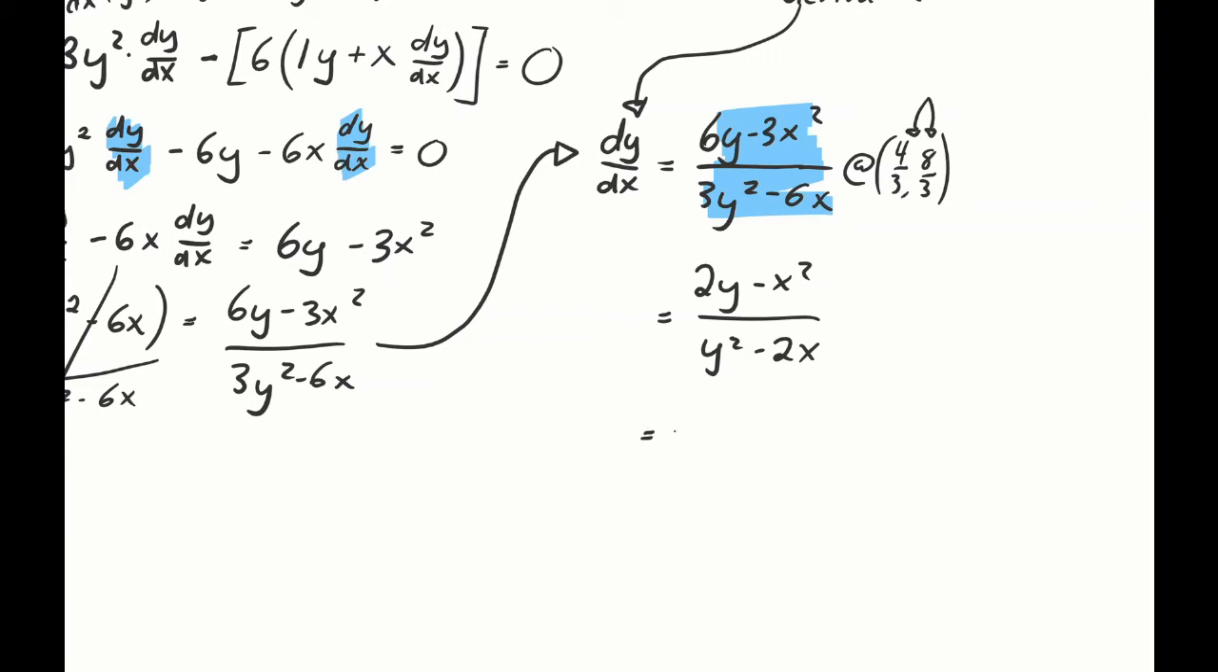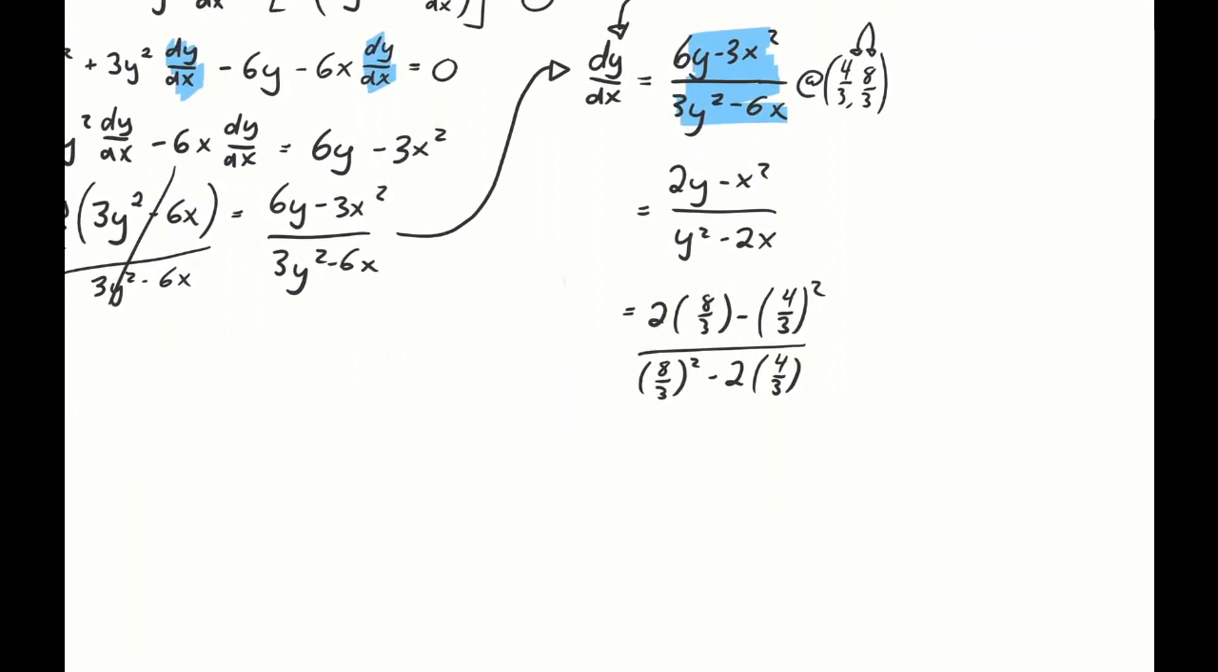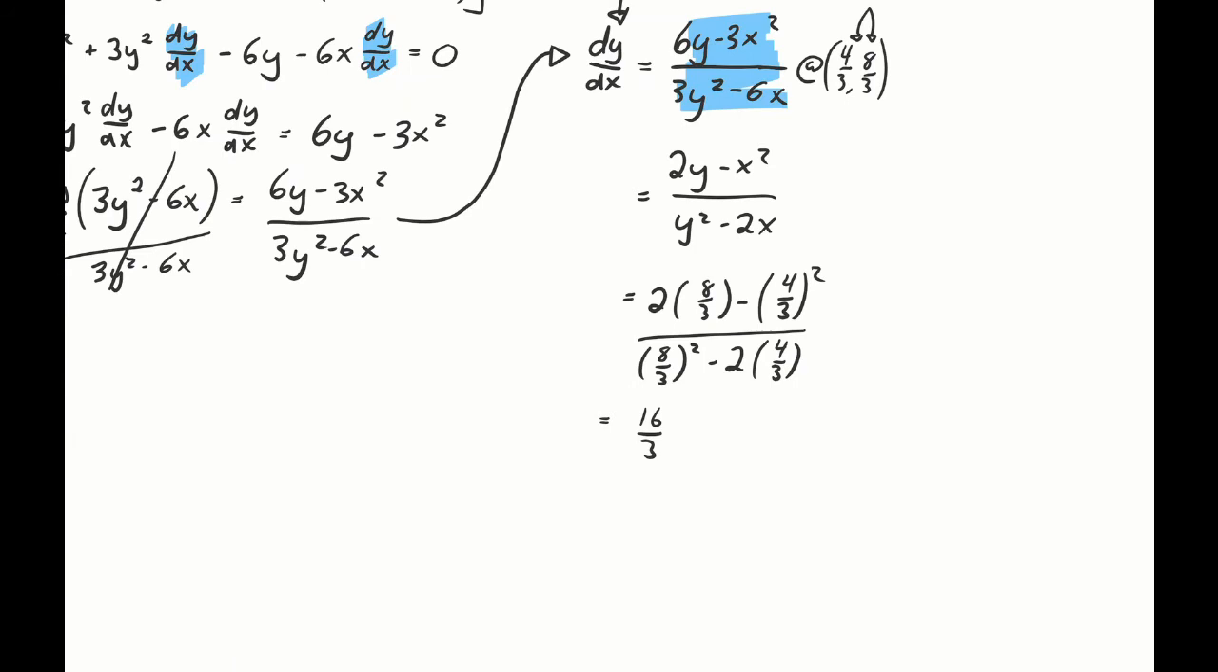All right, so let's plug it in. 2 times y, 2 times 8/3, minus 4/3 squared, divided by y squared minus 2 times 4/3. All right, fractions are friends, so let's just do some fraction work here. Equals 16/3 minus, square the top and the bottom, 16/9. 64/9 on the bottom, square the top and the bottom, minus 8/3. You need common denominators to subtract them. So I'll multiply this by 3 and you get 48/9. On the bottom, I multiply this by 3, I get 24/9. Okay, let's combine. So 48 minus 16 is 32/9, divided by 64 minus 24 is 40/9.